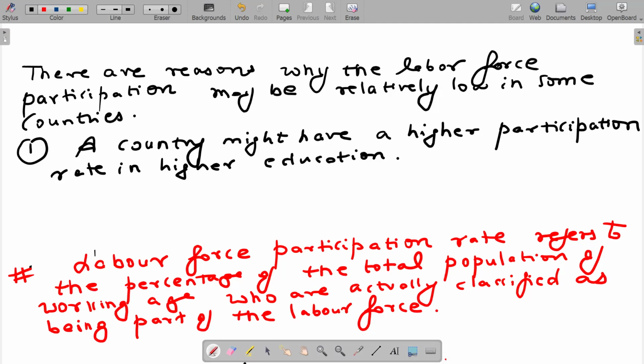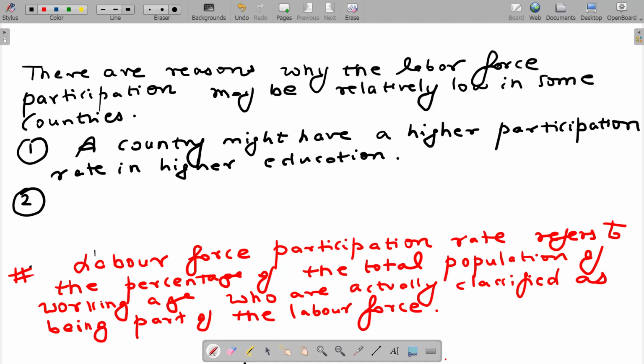So in such countries, even though the working age population is high, it might not convert to a higher labor force, because a lot of people in the working age might actually prefer to go for higher education.